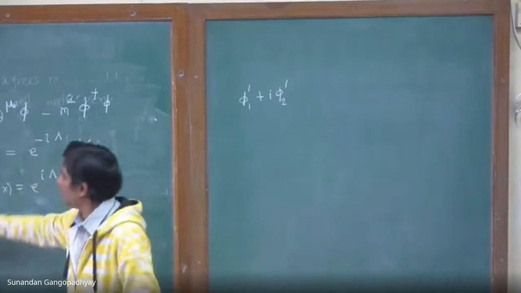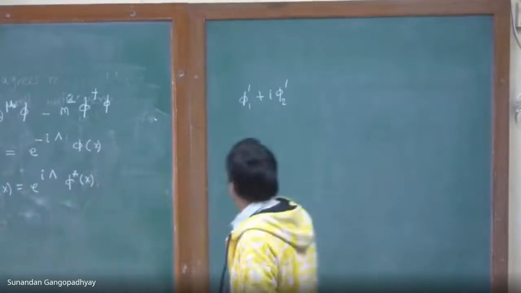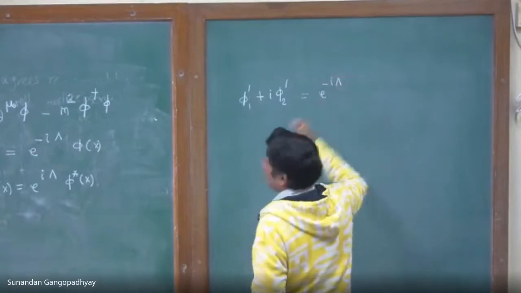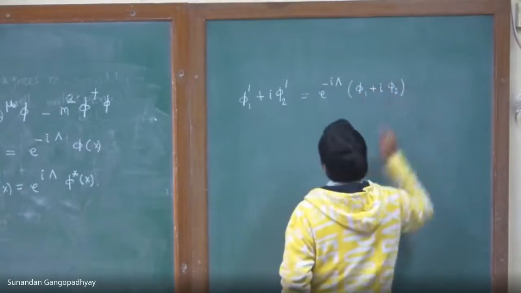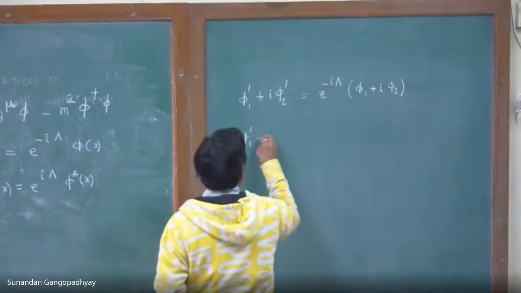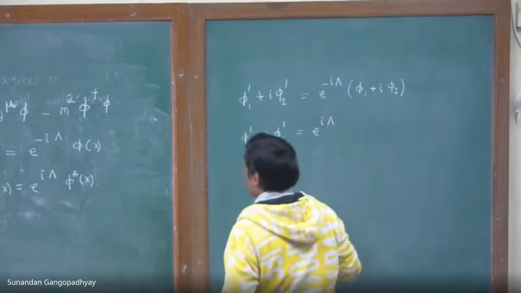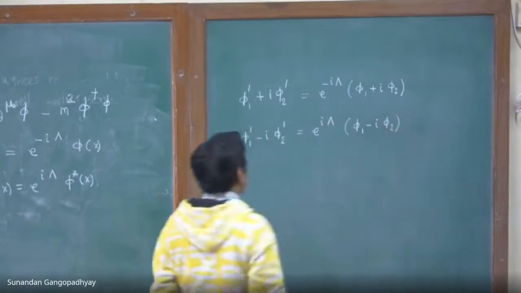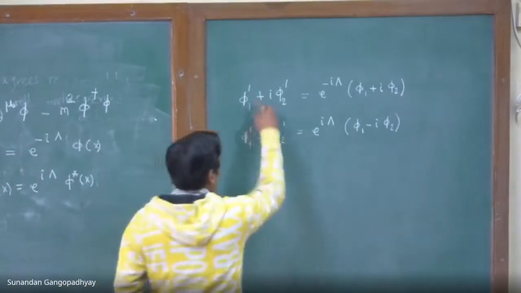Let us say that this is at the classical level. You don't need to go to the quantum level. So all these are ordinary functions. So phi 1 prime plus I phi 2 prime, that is equal to e to the power of minus I lambda phi x, and phi x is phi 1 plus I phi 2. And similarly, for the phi prime star x, what we shall get is phi 1 prime minus I phi 2 prime, that is equal to e to the power of plus I lambda phi star, that is phi 1 minus I phi 2. So we have just written down these two equations, breaking it up into real and imaginary parts. Okay? And now just add these two equations.